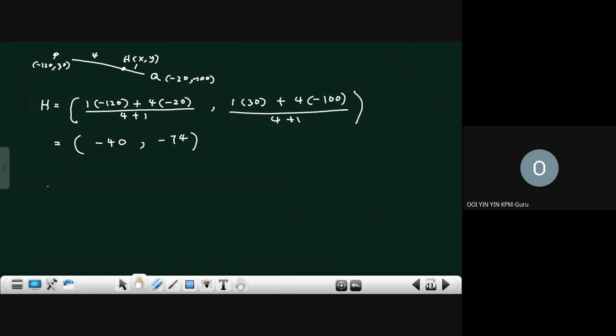Okay, so find the gradient of your PQ, which is M. We can write like this, MPQ. Now, find gradient of PQ. You should be familiar with the formula. It is Y2 minus Y1, right? Y2, your 100, minus Y1, which is 30, then divide with your X2 negative 20 minus your X1 negative 120. See what you get. This one you get negative 130 over here, it is minus plus, you get 100. And then simplify, you get negative 13 over 10. Okay, this is the gradient of your MPQ.